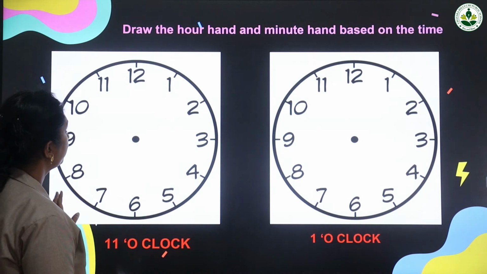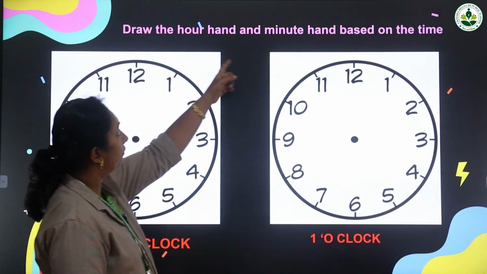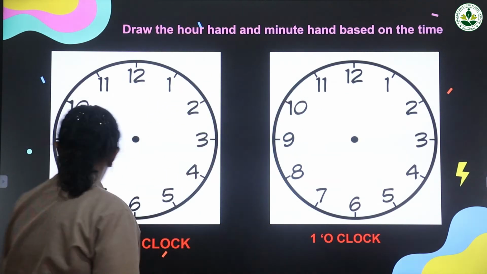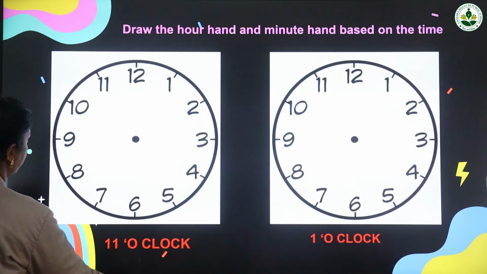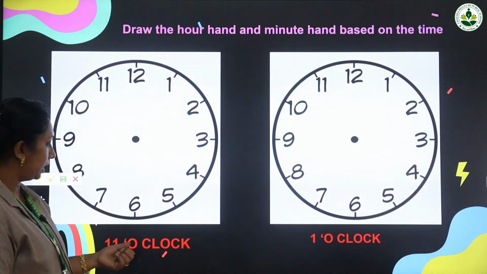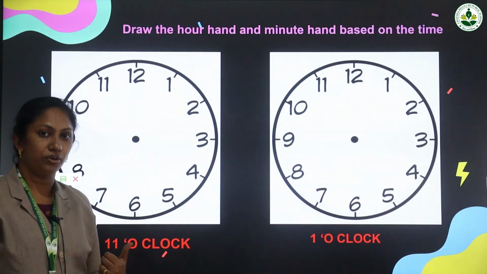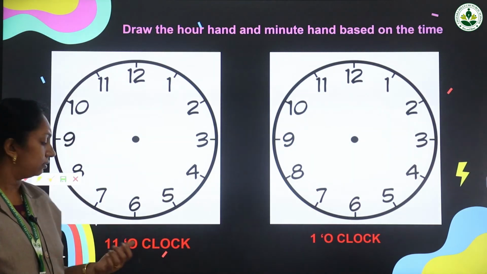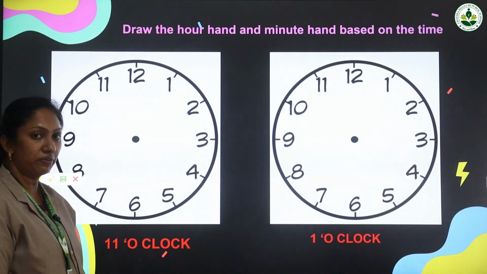Now next, draw the hour hand and minute hand based on the time. So here, see, you have to draw the hands. Okay, the time is 11 o'clock. Okay, so can you say the answer? The time is 11 o'clock.